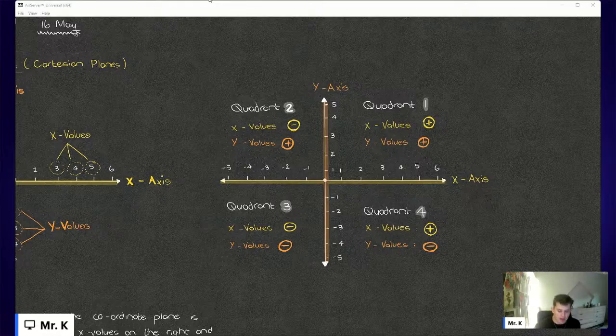Okay. So I'm going to give you guys a second to quickly copy this down. I know that there's quite a bit, but I just want you to pay attention to how all these signs change as we move around the coordinate plane. Okay, because next what we want to do is talk about how we write down coordinates.